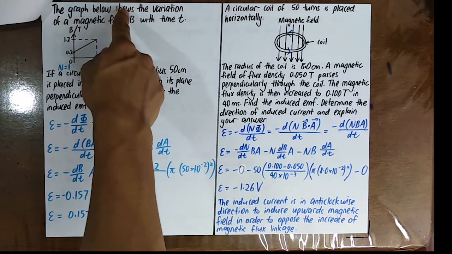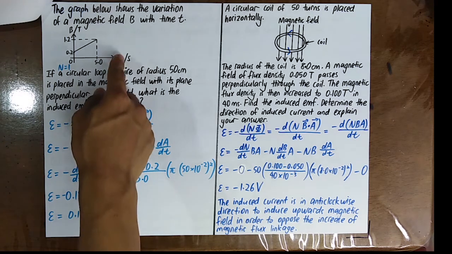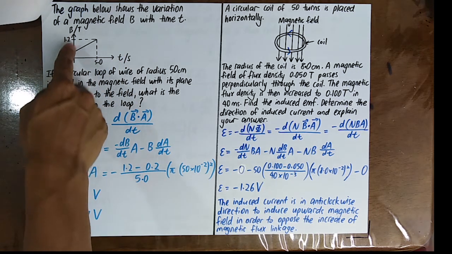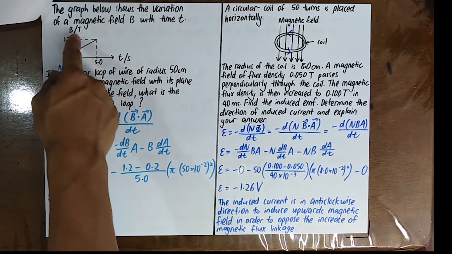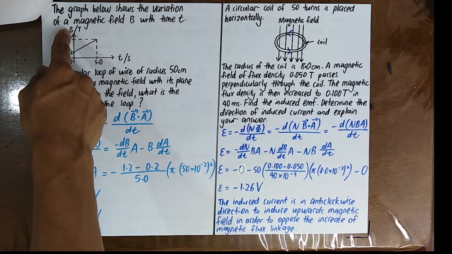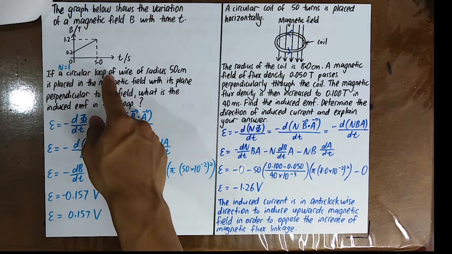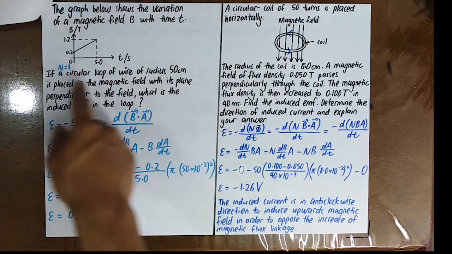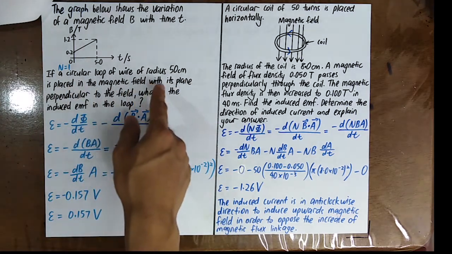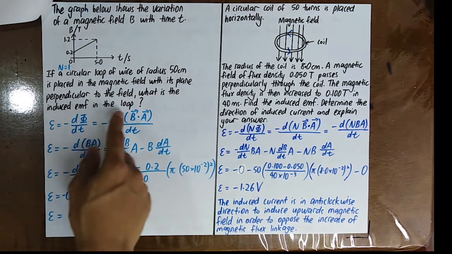The graph below shows the variation of a magnetic field B with time. When time equals 0, B equals 0.2 Tesla. When time equals 5 seconds, the magnetic flux density equals 1.2 Tesla. If a circular loop of wire of radius 50 cm is placed in a magnetic field with its plane perpendicular to the field, what is the induced EMF in the loop?